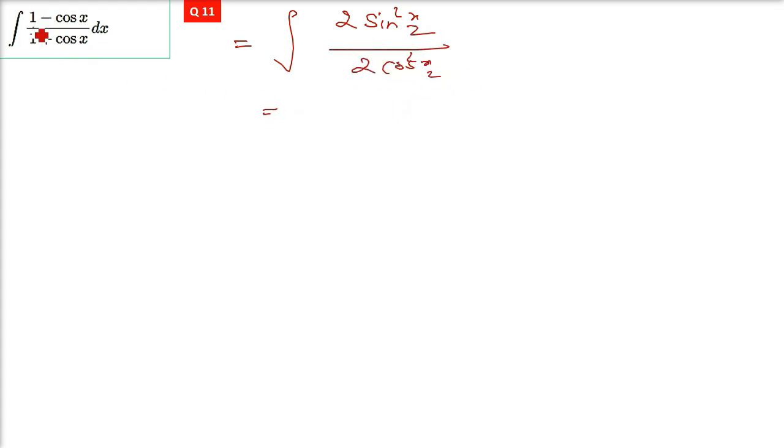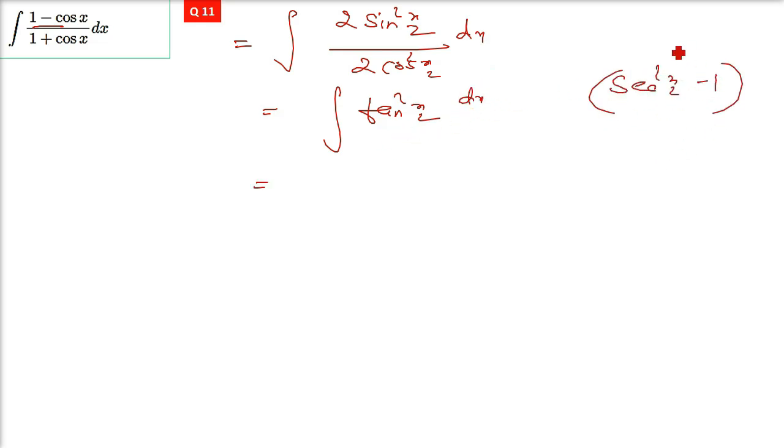So this 2 gets cancelled. Sin by cos is tan. So it will be tan square x by 2. So we are actually integrating tan square x by 2, with dx everywhere. Tan square x by 2 is sec square x by 2 minus 1. We already know this. So integration of sec square x by 2 dx minus integration of dx.